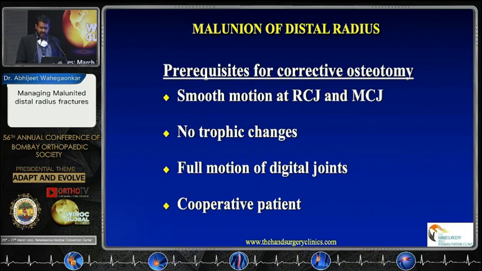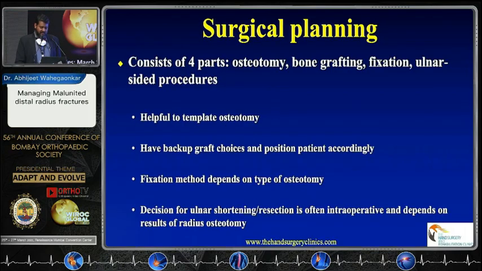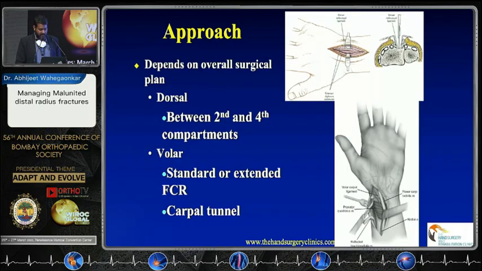The prerequisites are, of course, absence of any degenerative change either in the midcarpal or the radiocarpal joint. There should not be any trophic changes. You should have a good and supple hand, and the patient has to understand the outcomes and the therapy that is required. Surgical planning usually consists of 4 parts involving the osteotomy per se, grafting, fixation, and then if any ulnar-sided procedures are required.